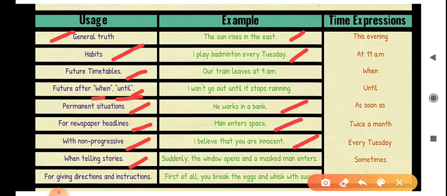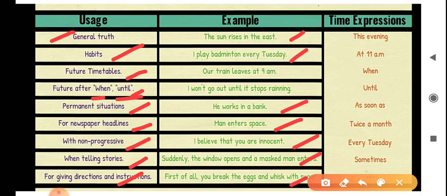When telling stories, when we tell stories in speech form, most of the time we use simple present tense. For example, suddenly the window opens and a masked man enters. For giving directions and instructions, we always use simple present tense. For example, first of all, you break the eggs and whisk with sugar.